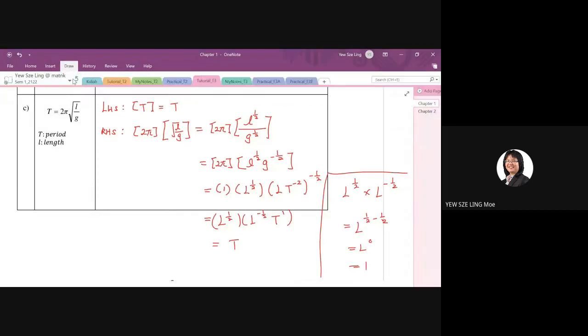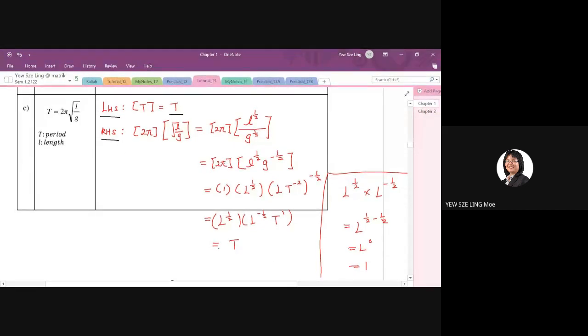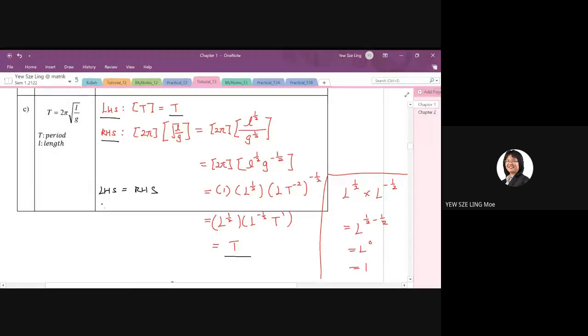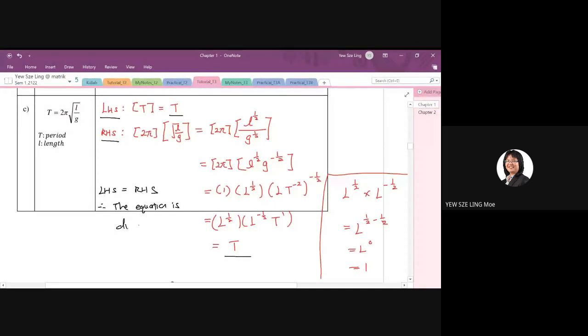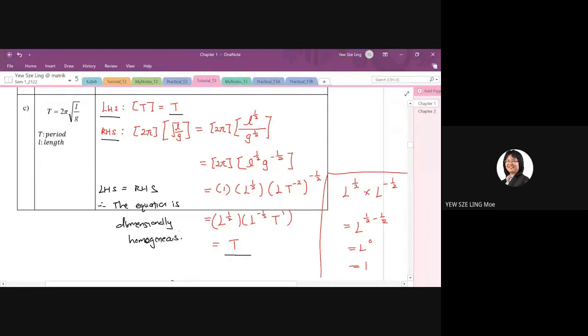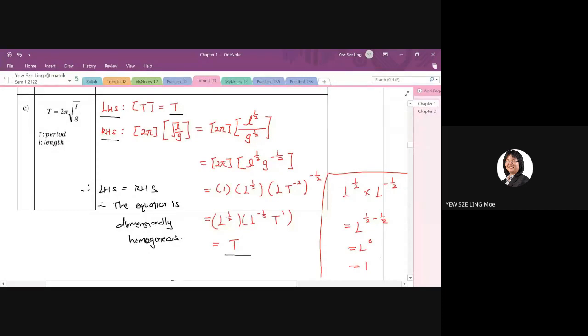Therefore, by looking at these solutions, now the left hand side is equals to T, the right hand side is also equals to T. So the conclusion is left hand side is equals to right hand side. So the equation is dimensionally homogeneous. Okay, dimensionally homogeneous. So that is how you solve the questions.